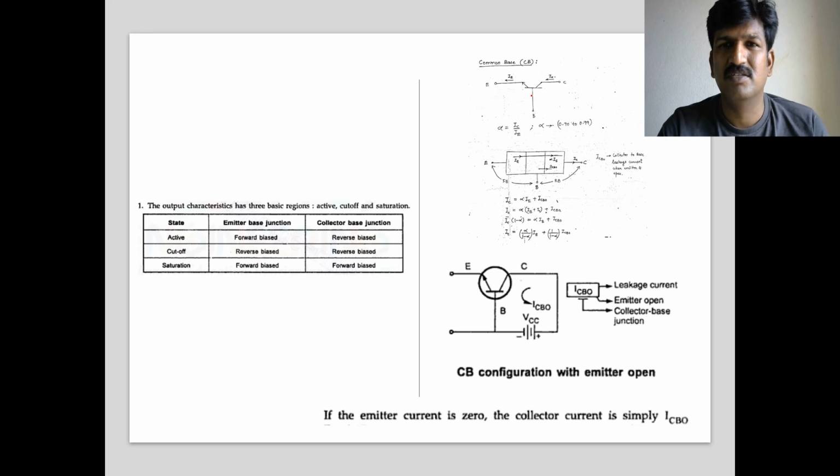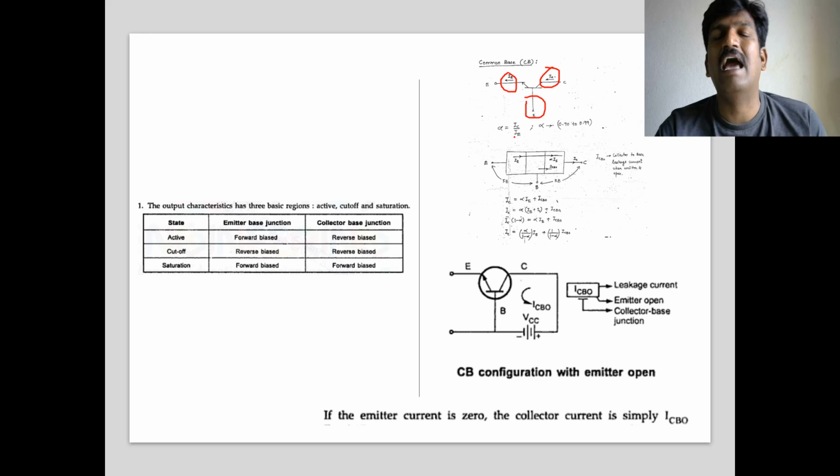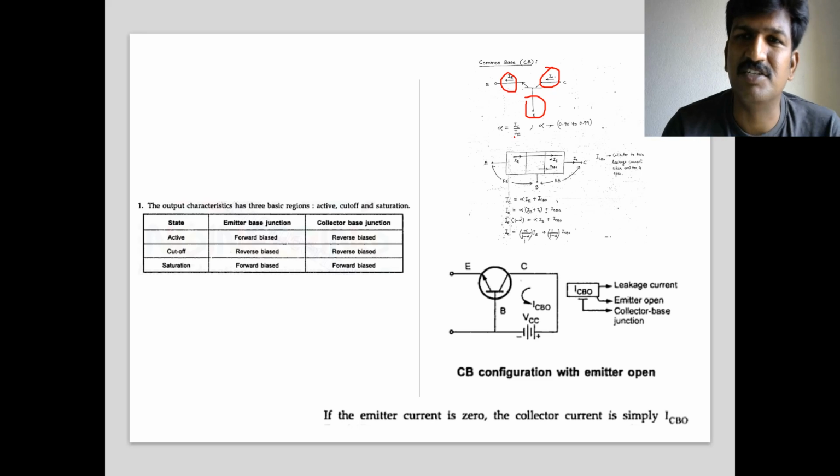In common base, this base is grounded. What is the input current? It is the emitter current. What is the output current? It is the collector current. The output current divided by input current is the current amplification factor of this common base transistor.